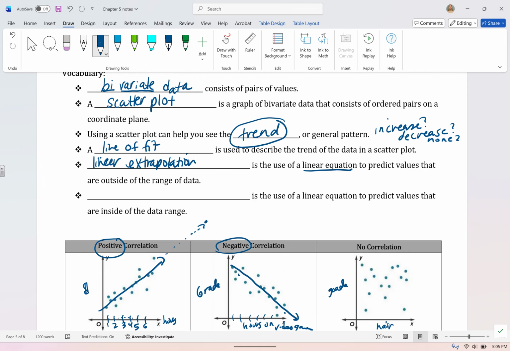And then linear interpolation. I'm not sure how to pronounce that.